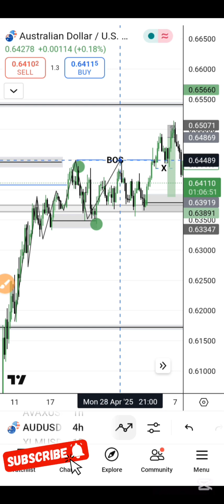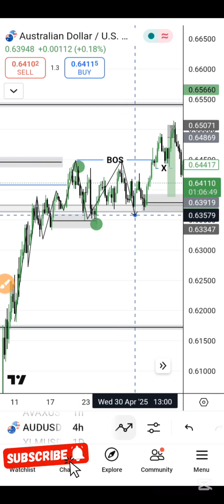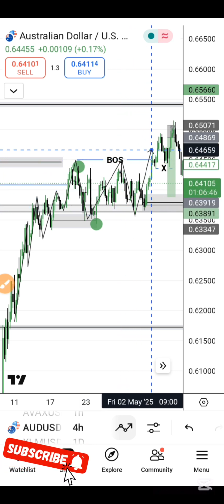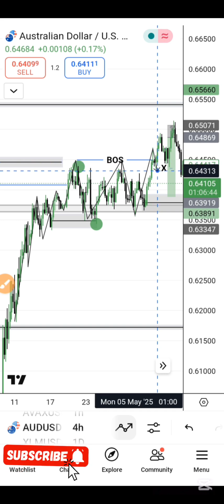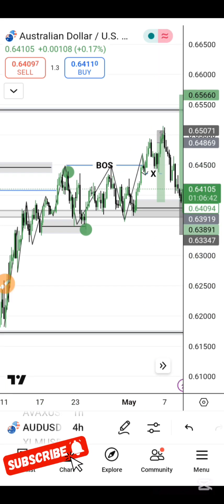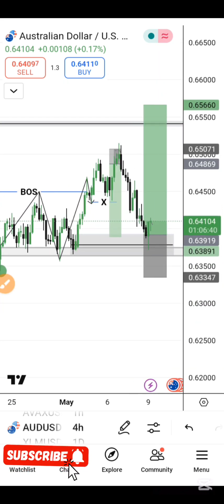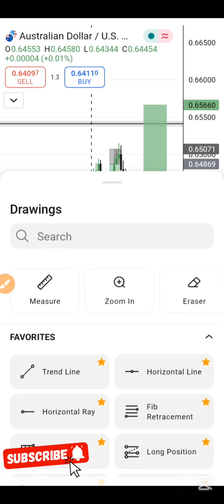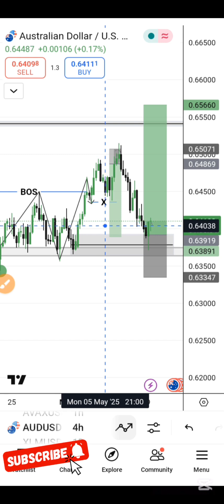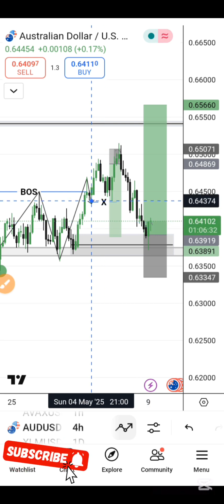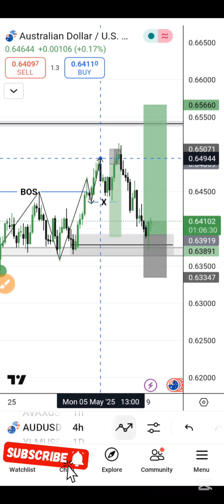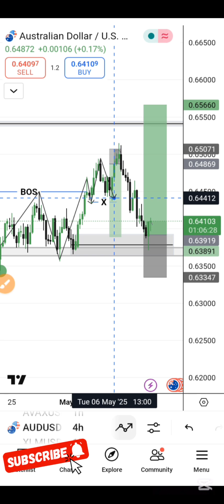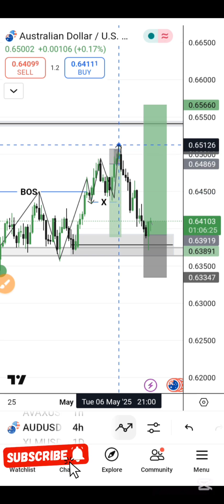You could see it broke structure, it pulled down again, it broke structure, it gave a little reaction, and now broke structure again to this point. You can see, after this pullback, it still gave another break of structure right here, pullback. So let me take this out.